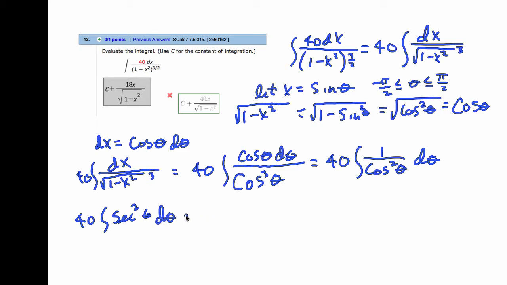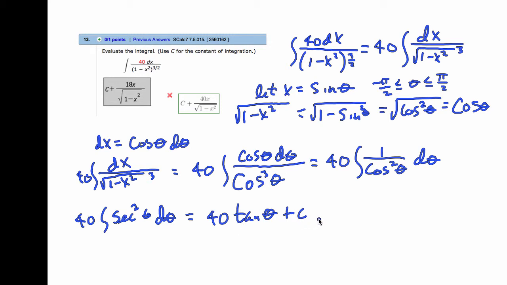Now we have this in a form that we can easily integrate because the antiderivative of secant squared is tangent plus some constant. So we have 40 times tangent theta plus some constant. I don't really need to put this in parentheses because 40 times a constant is still a constant.